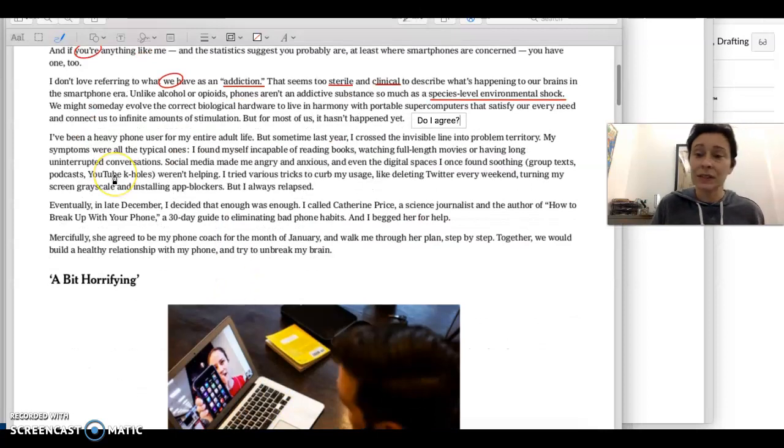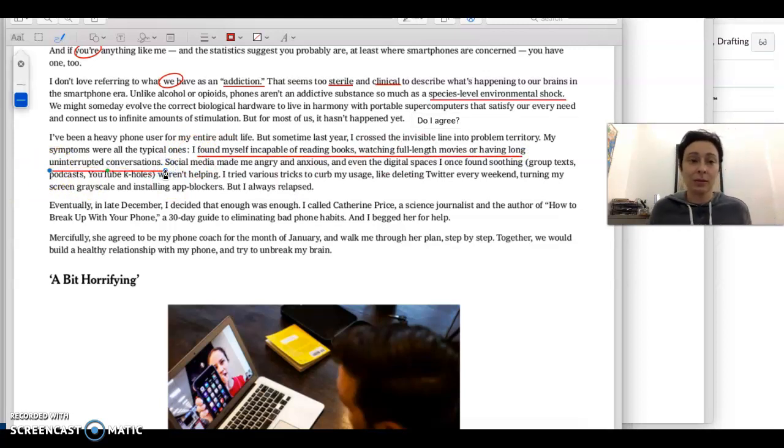All right, so now he starts to get into more vivid and specific descriptions of his own experiences with this, right? I've been a heavy phone user my entire adult life, but sometime last year, I crossed the invisible line into problem territory. My symptoms were all the typical ones. I found myself incapable of reading books, watching full-length movies, or having long uninterrupted conversations. And so here he gives us specific examples of how he knew he had a problem, right?